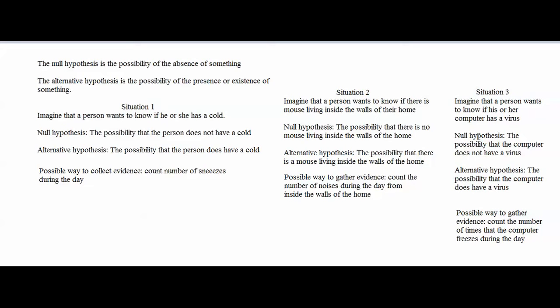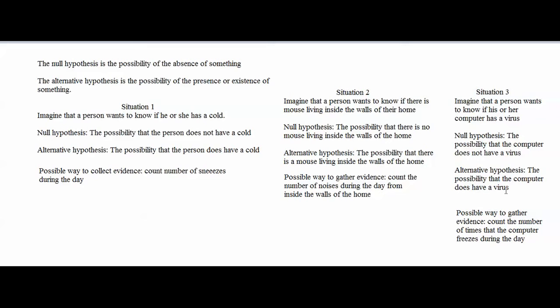Over here in situation 3, if my computer only freezes 1 or 2 times, then I assume it's just something that's happening randomly, and that my computer doesn't have a virus. Then I'm just sticking with the null hypothesis. I'm not rejecting it, and that decision is called failing to reject the null hypothesis. Failing to reject the null hypothesis means you give the null hypothesis the benefit of the doubt because you haven't collected enough evidence against it.